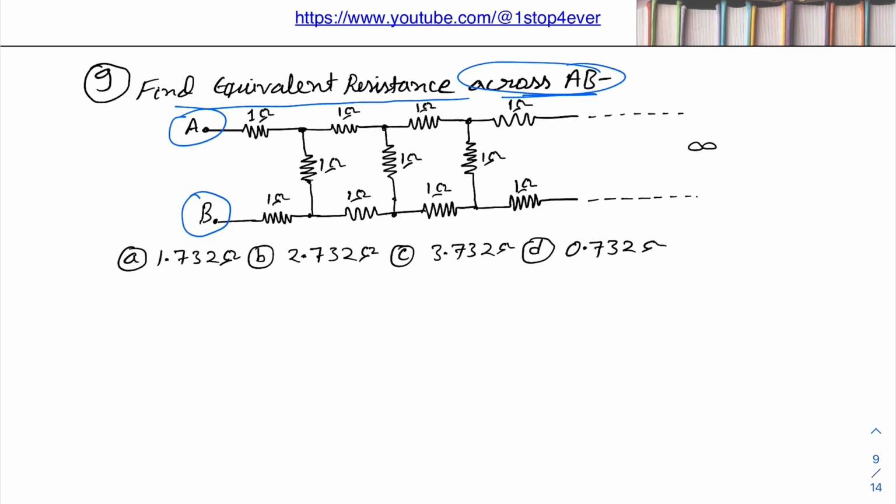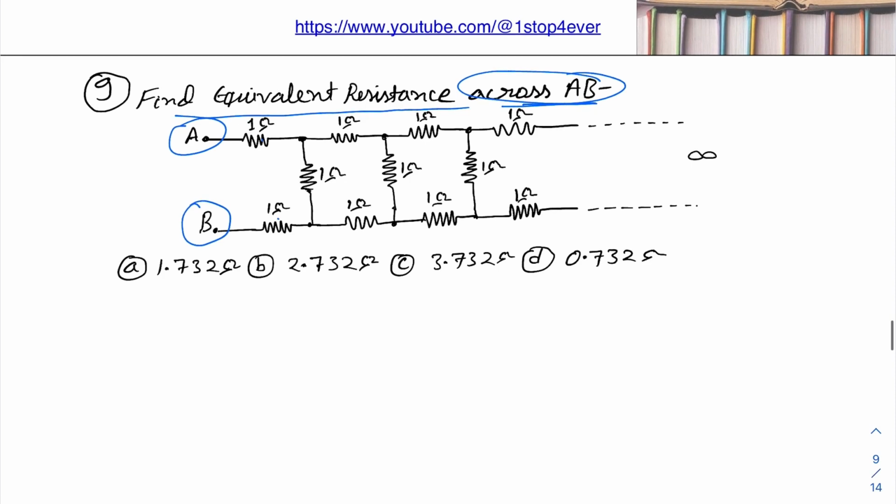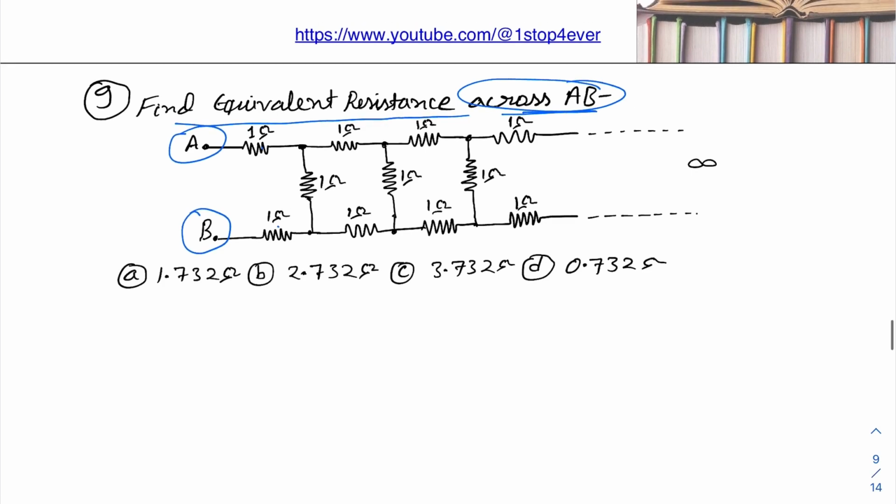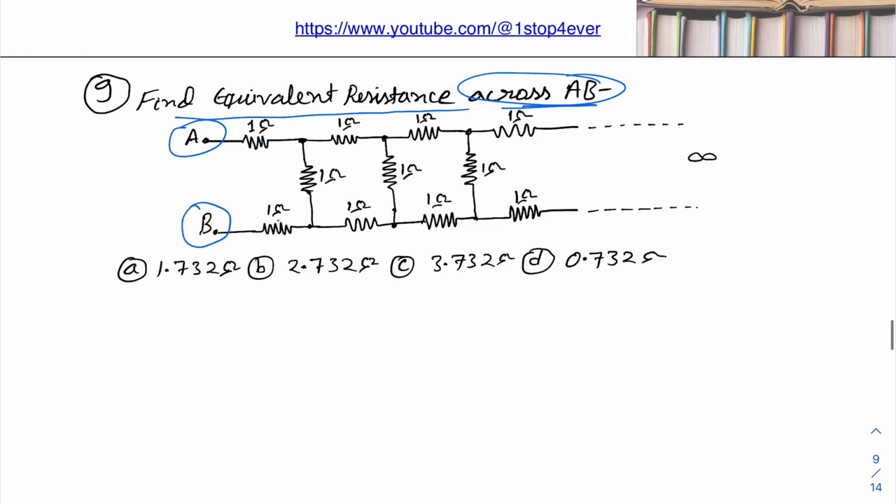It is connected 1 ohm, 1 ohm, 1 ohm, 1 ohm, 1 ohm, like that up to infinity. We need to find this out. This is a very important question. It is important in various competitive examinations and also important for board examinations. Now we will find it out.